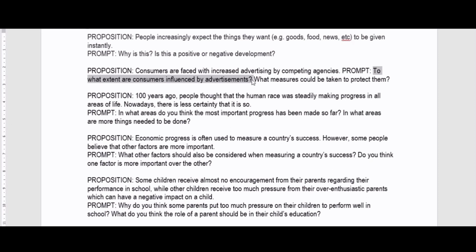And for all intents and purposes, that is what we now call the it depends. Maybe you can say that some people are not influenced, especially those who are older and more discerning and more experienced. However, there are others who are younger and easily fall prey to the machinations of advertising, so to speak. And from that point, you can now resolve the problem by recommending measures to protect these gullible people, so to speak. Let's move on to this next two-part question. 100 years ago, people thought that the human race was steadily making progress in all areas of life. Nowadays, there is less certainty that it is so.